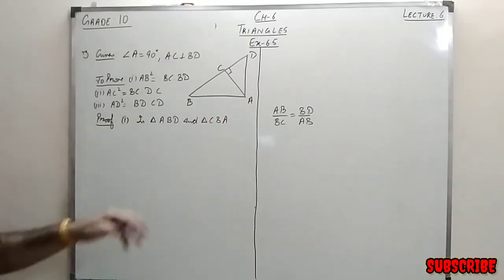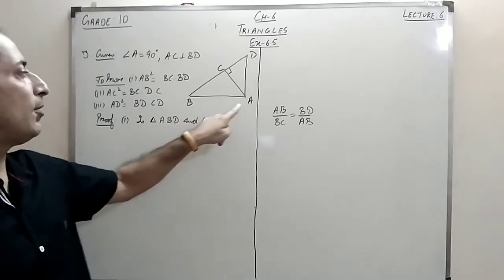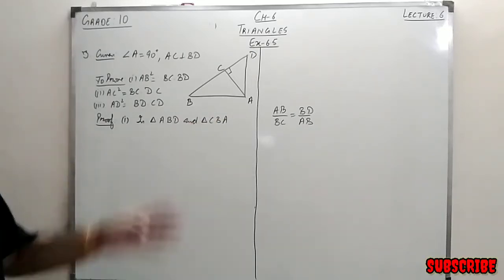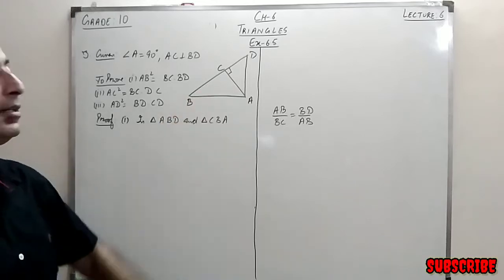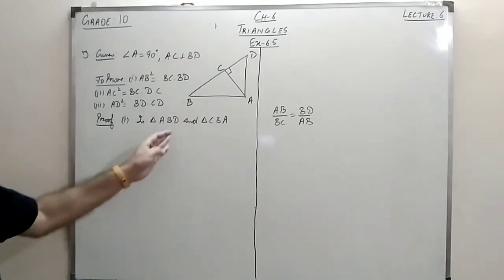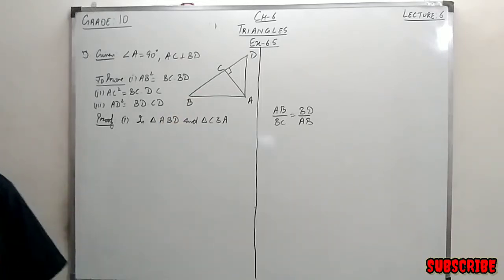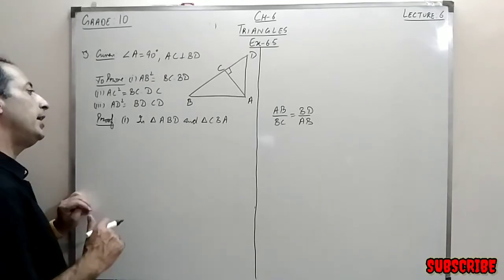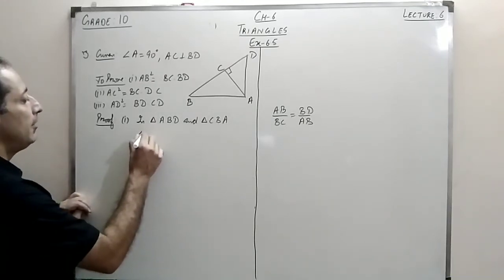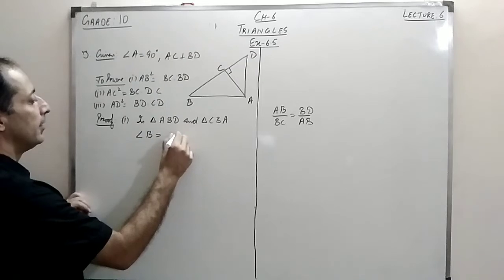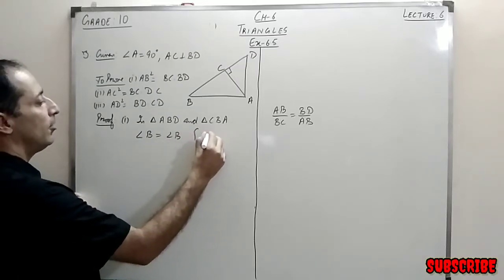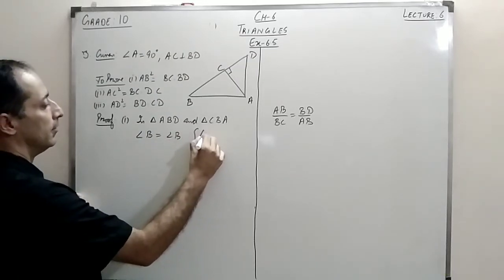Why CBA? Because A is the point where the angle is of 90 degree for the big triangle. So I have started with the point C. Then I have gone to the common point and then the remaining point. Now in triangle ABD and CBA, angle B is equal to angle B. Why? Because they are common.